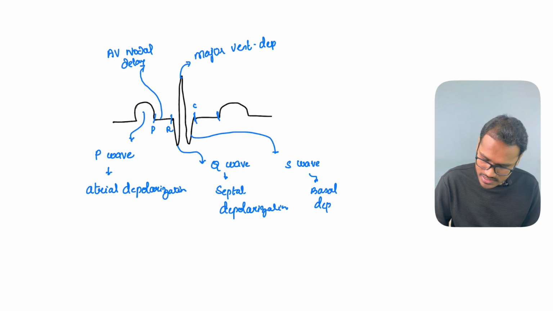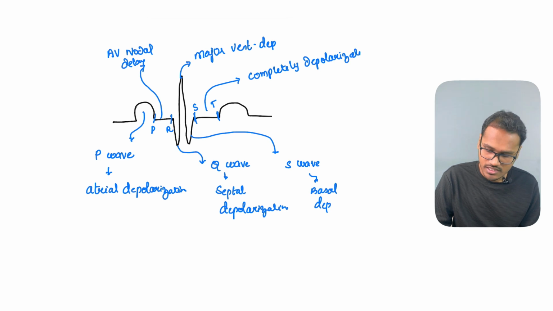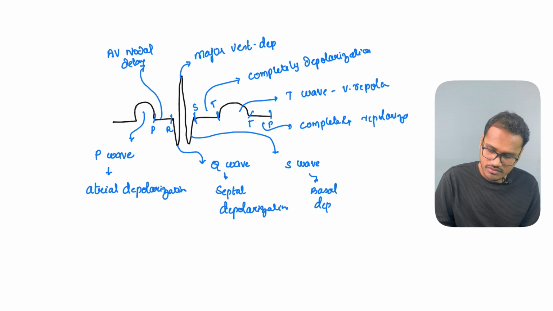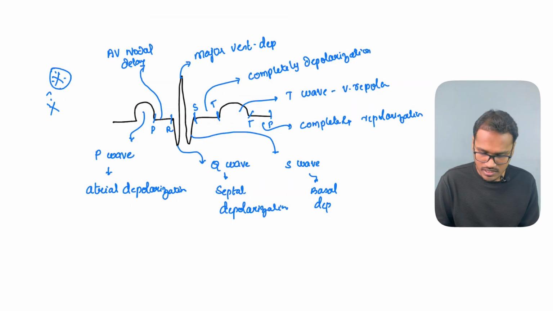Then what is this segment? The ST segment. This ST segment is when the ventricle is completely depolarized, and we do not get any wave. Then this T wave is due to ventricular repolarization. And the last segment, the TP segment, is when the heart is completely repolarized. There also we are not going to get any wave, it is going to be a flat line. This is very, very, very important to realize, because all the abnormalities you can understand with the help of this diagram.